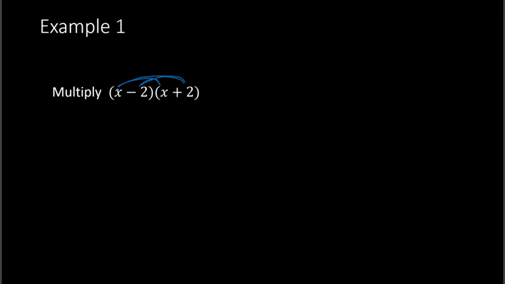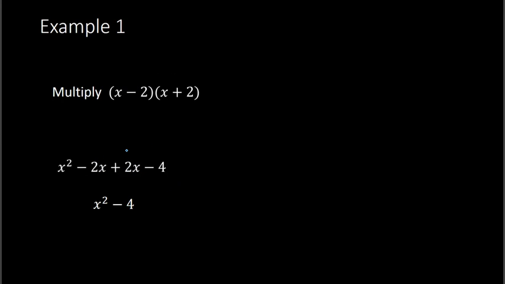So if I do that, x times x is x squared, x times 2 is 2x, and then negative 2 times x is negative 2x, negative 2 times 2 is negative 4. So notice here what happens with the two middle terms, the negative 2x and the plus 2x. Those are like terms, and negative 2 plus 2 would give me 0, which means those would cancel. So my final answer is x squared minus 4.